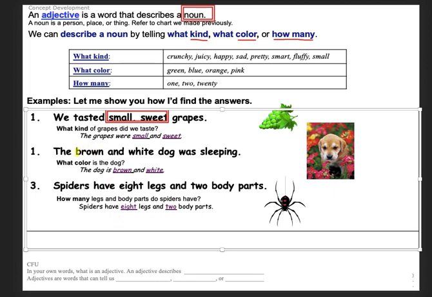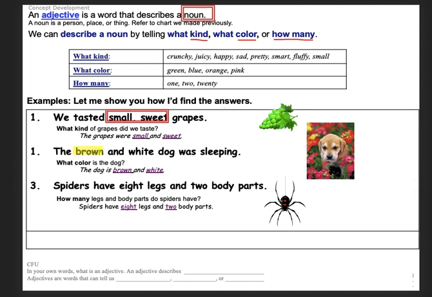And I'm going to show you this because describing words just make it better. If I took brown and white out, you would still have a sentence. The dog was sleeping. But brown and white just makes it better. It gives me a better picture in my mind. The same with small and sweet. We tasted grapes. That's a perfectly fine sentence, but small and sweet gives me a better picture in my mind.